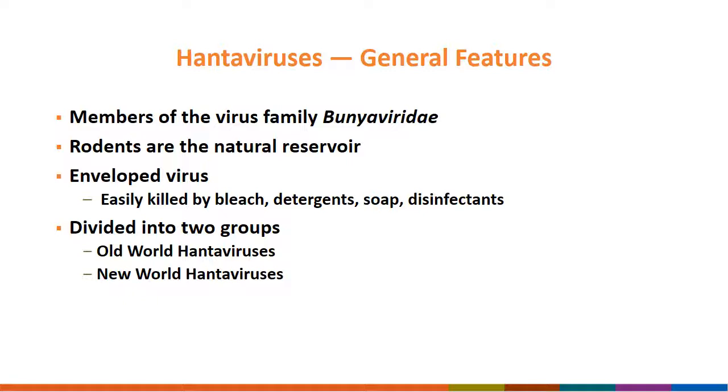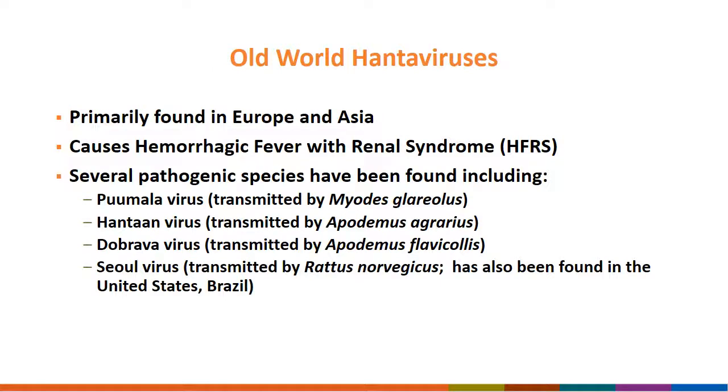Hantaviruses are divided into two groups, Old World and New World. Old World hantaviruses are primarily found in Europe and Asia. Infection can cause hemorrhagic fever with renal syndrome, or HFRS. Several pathogenic Old World hantaviruses have been identified, including Puumala virus, Hantaan virus, Dobrava virus, and Seoul virus.